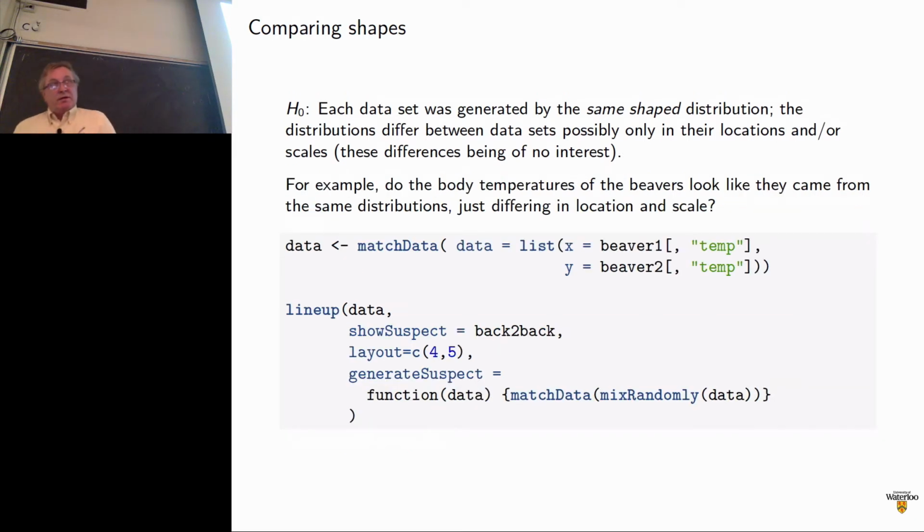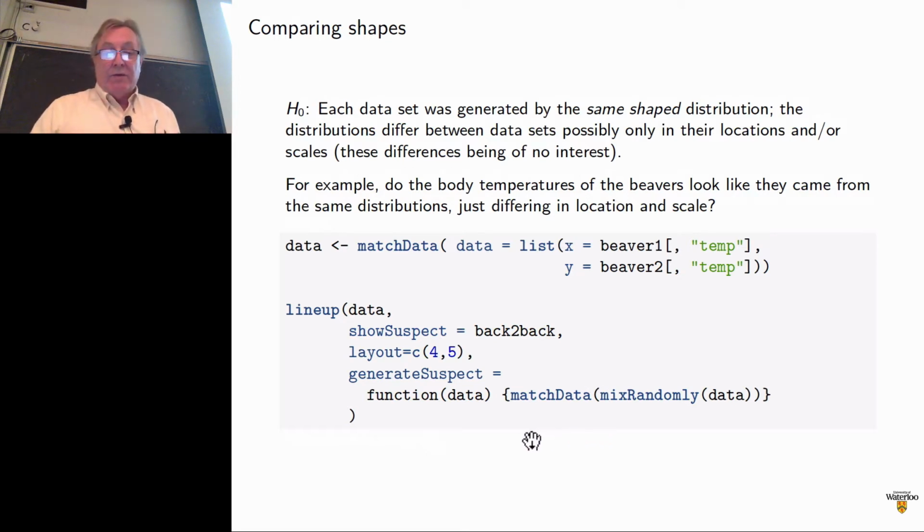So if I want to test that hypothesis then, I need to begin with some data. We're going to look at the body temperatures of those two beavers. So I'm going to match those data on their median and interquartile range. So now they match on location and scale. And I want to call our lineup test. We'll do the back-to-back density, see how those work for assessing this. So I'm just matching location and scale.